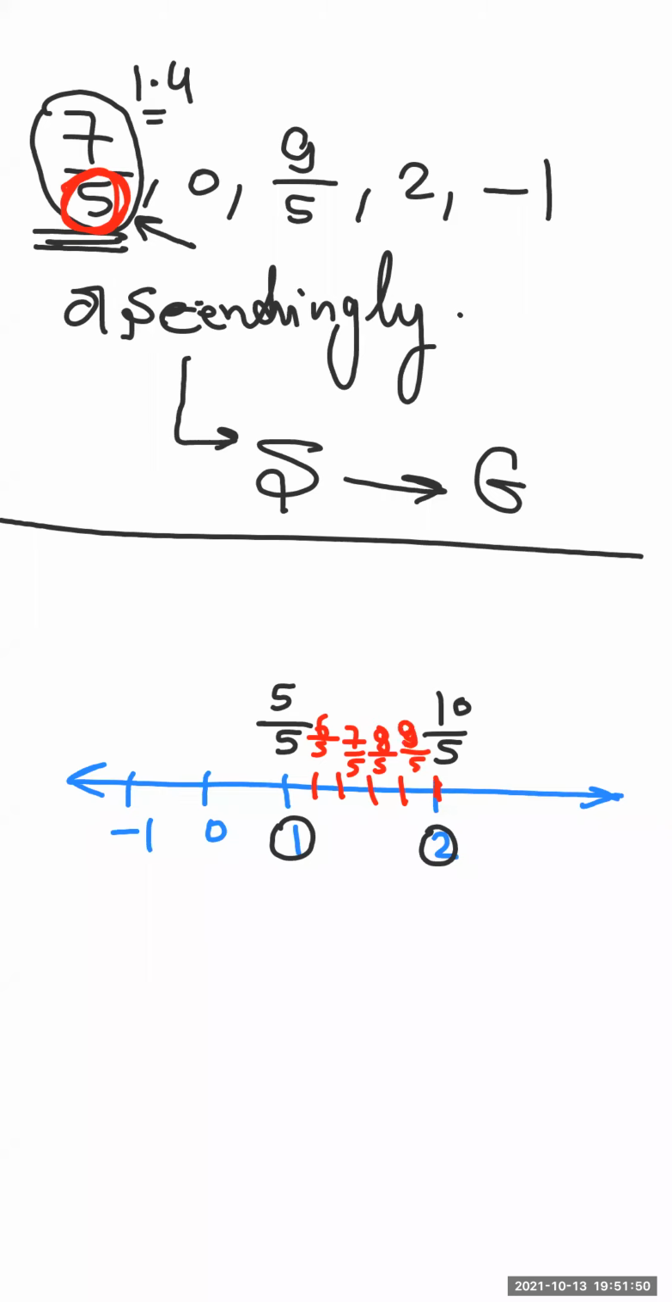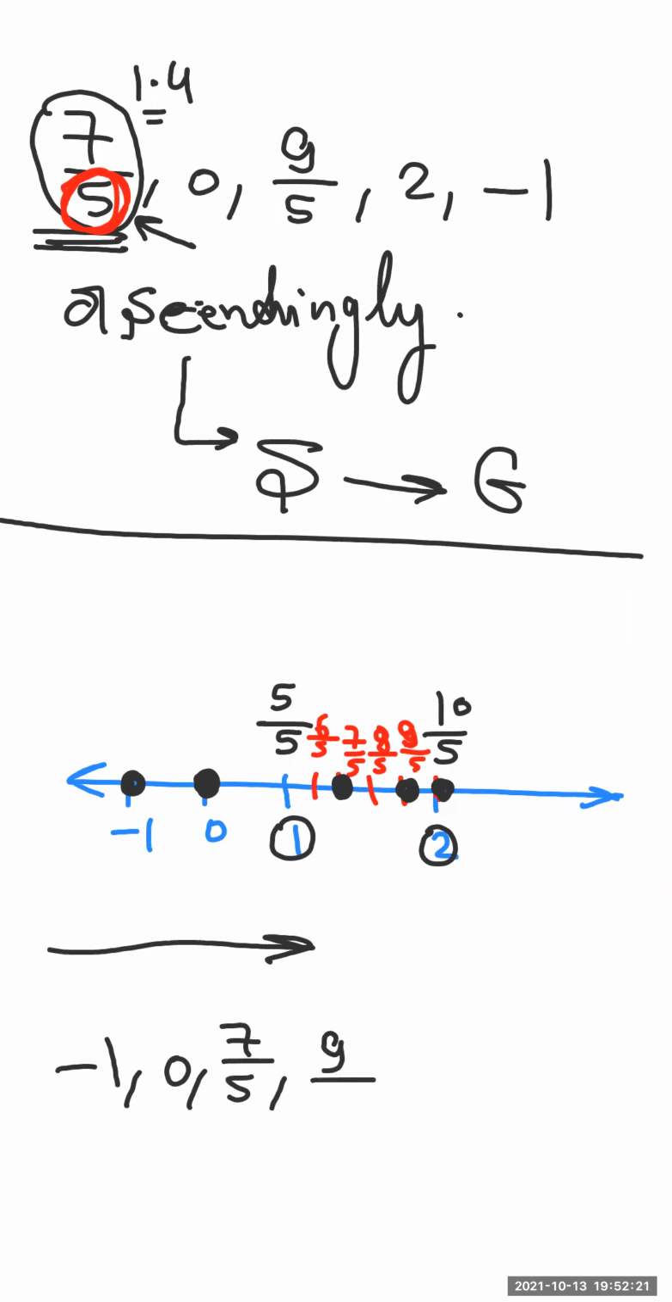Okay, so I want to represent 7 over 5, so 7 over 5, this one. Next number is 0, this one. 9 over 5, it's here. 2, here. Negative 1, there on the left. Now, arrange the numbers ascendingly, from the smaller to the greater, means this direction. So negative 1 first, then 0, then 7 over 5, then 9 over 5, then 2. That's it.